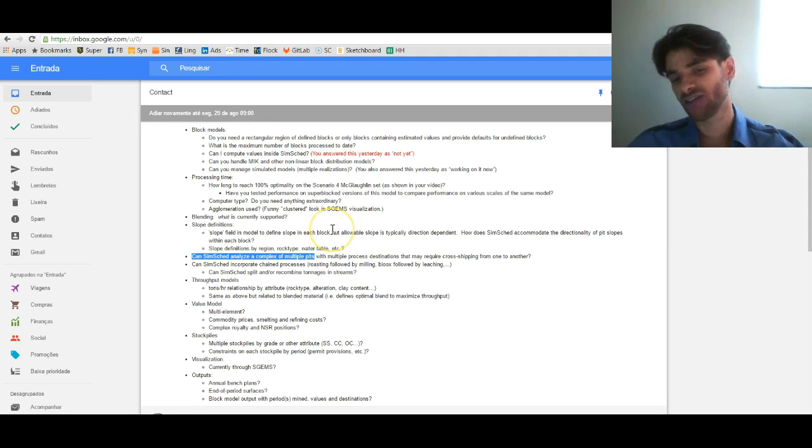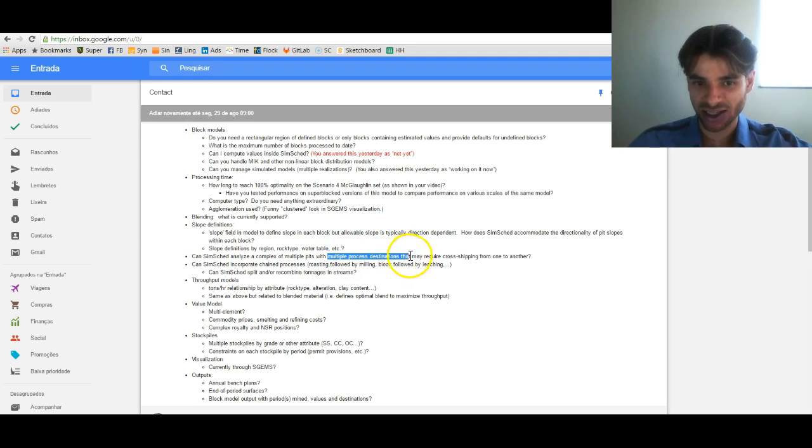So if you have a way to put those models together in one single block model, SimSched will handle it as one single surface that will manage the shadow over there. But we're not ready to import multiple block models and handle those at the same time. We'll get there at some point.